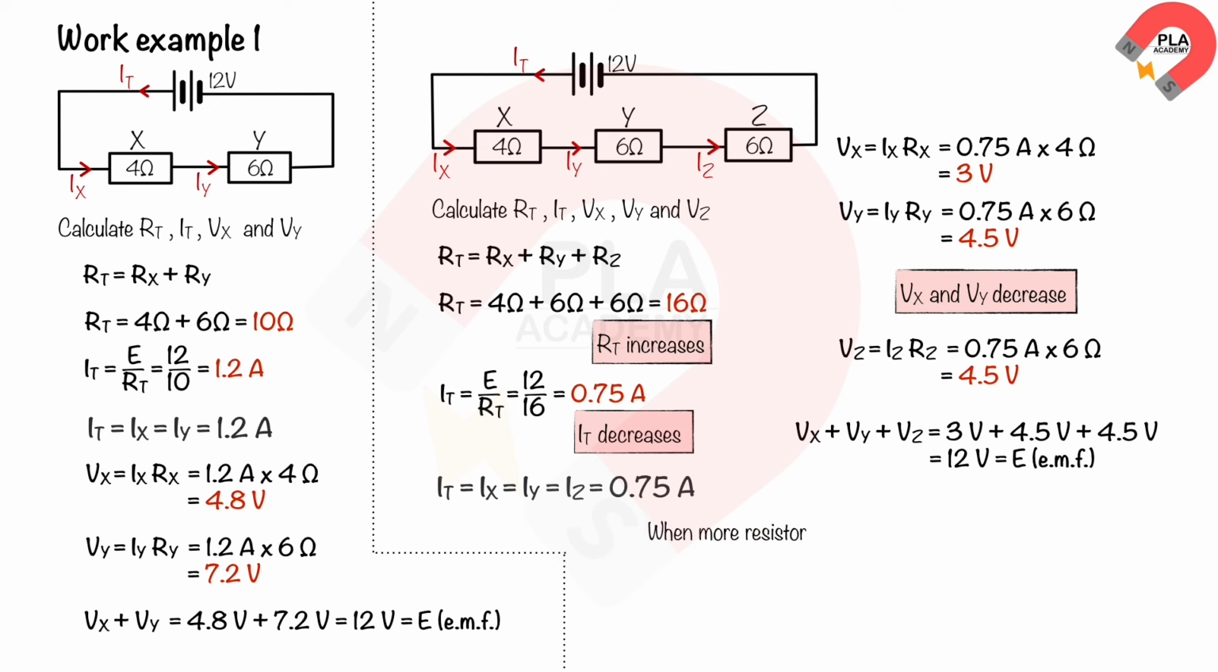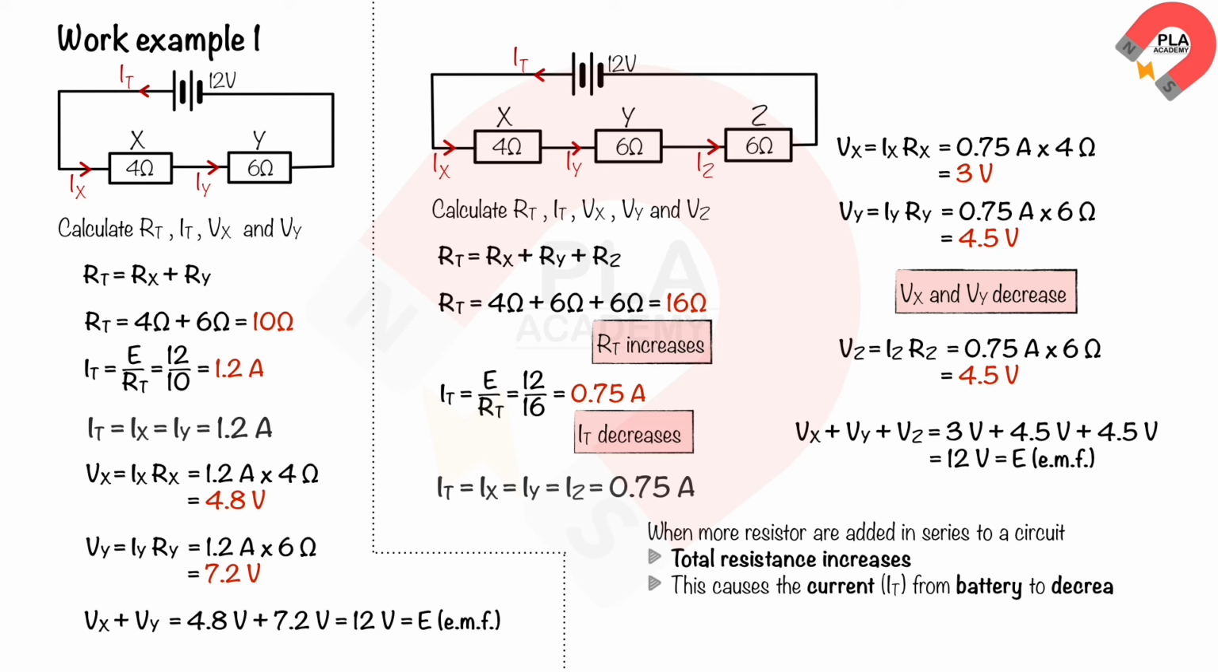We can conclude that when more resistors are added in series to a circuit, the total resistance increases. This causes the current from the battery to decrease. Therefore, the potential difference across each resistor decreases.